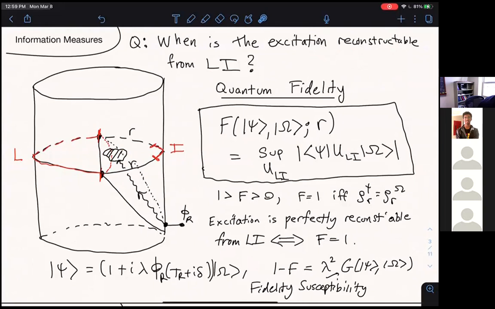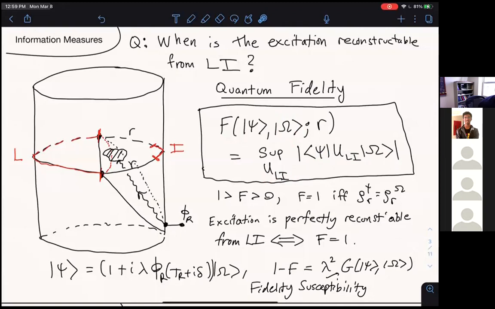So what we want is we have our state psi, which has this excitation somewhere in the bulk, and we have the vacuum, the state without the excitation, and we want to look at all the possible unitaries which could get close to turning the vacuum into this state psi. If there does exist a unitary supported just on Li, then this quantity, the supremum, which is called the quantum fidelity, should be close to 1.